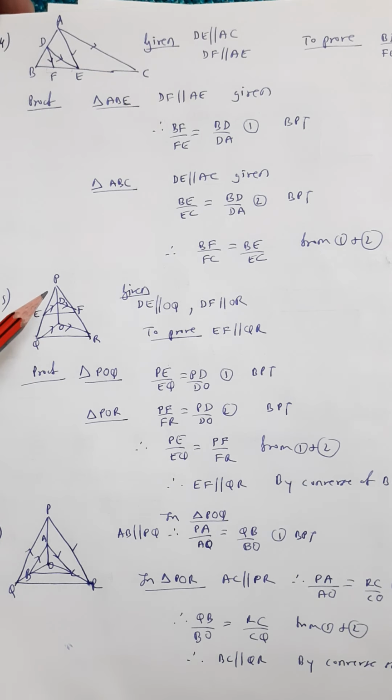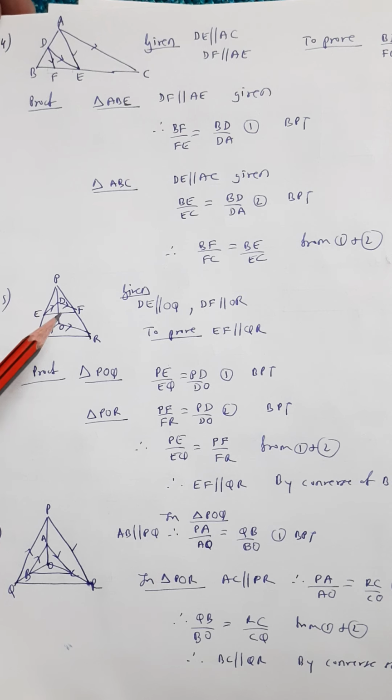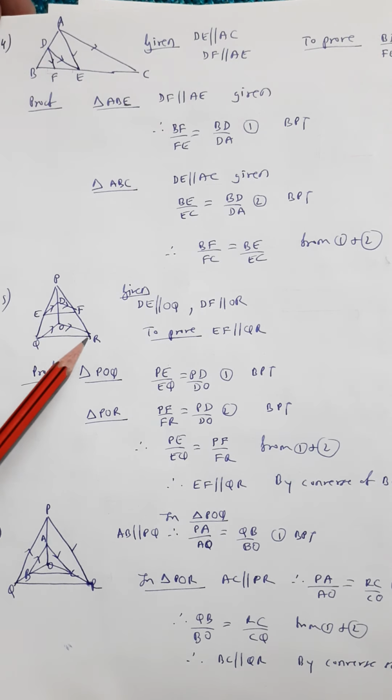Therefore, you use the basic proportionality theorem. PE by EQ is equal to PD by DO, right? Then we go to the next triangle. Which triangle is that? Triangle POR. In triangle POR, what is given? It is given that DF is parallel to OR.